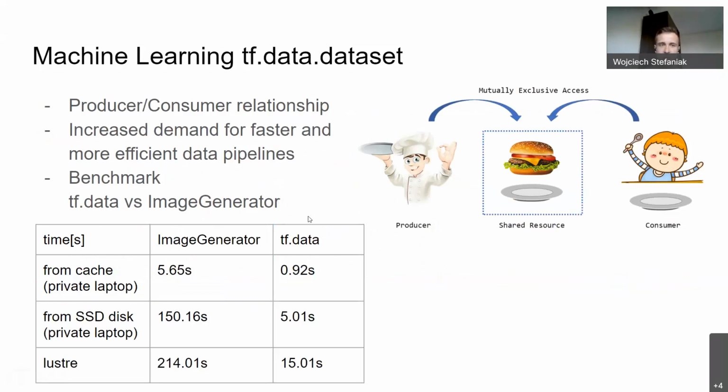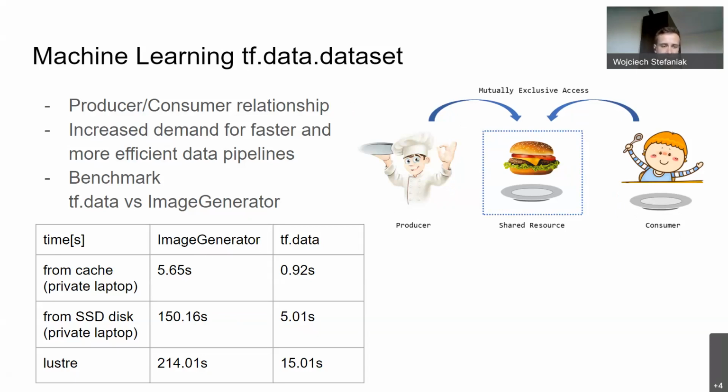As we see, we have a normal producer-consumer relationship here. And normally, if we had one GPU, it wouldn't be a problem. But the more GPUs we have, the more consumers we have. And if we want to make those consumers happy, the producer has to work fast. And using an image generator is not an efficient way to do it.